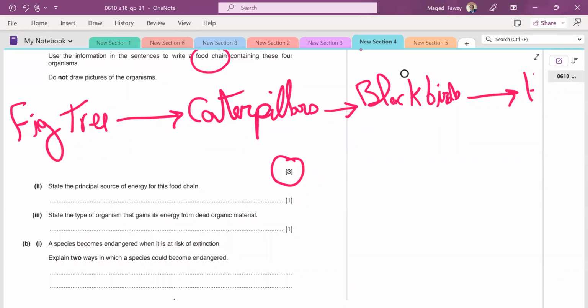الـ principal source of energy. دايما الـ principal source of energy هي إيه؟ Sun. الـ sun، عشان هي اللي بتديني الـ light energy for each trophic level.